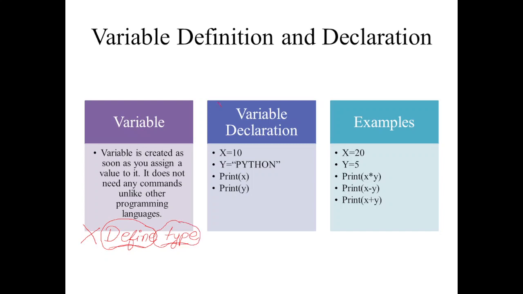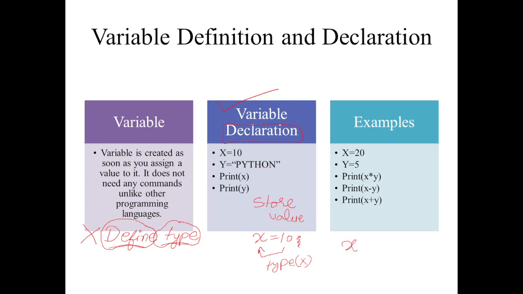What will you do? Move directly to the next step, where you declare the variable, which means you store a value in it. For example, if you are using a variable with the name x, then you directly store a value in it, and due to this it will consider by default which type x is. So in this way, you define the variable and it will automatically consider its type as integer because we have stored an integer value in it.